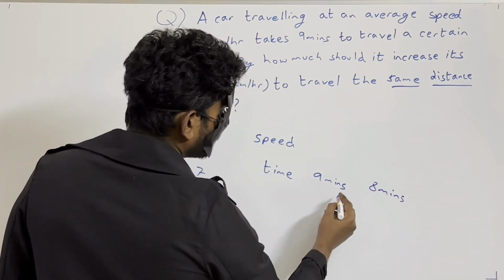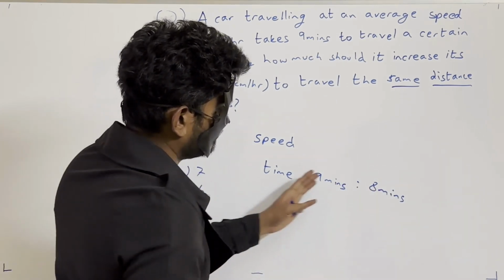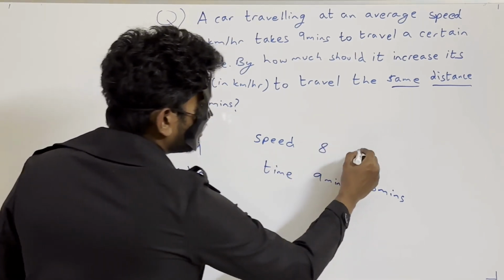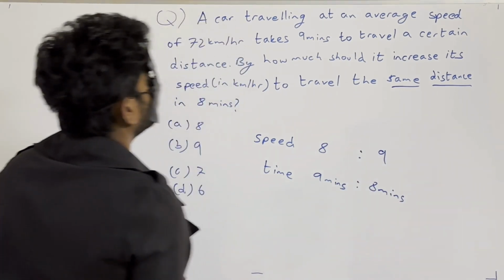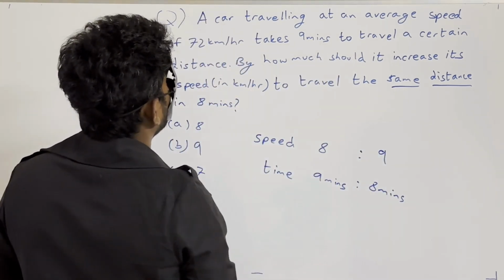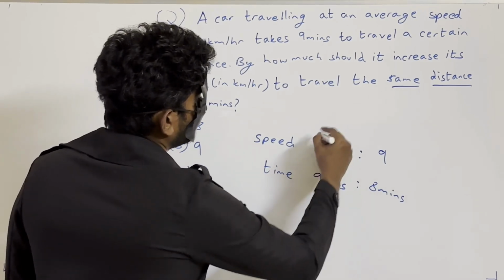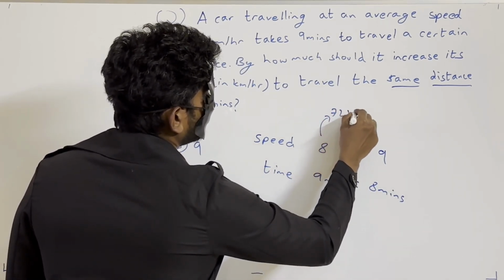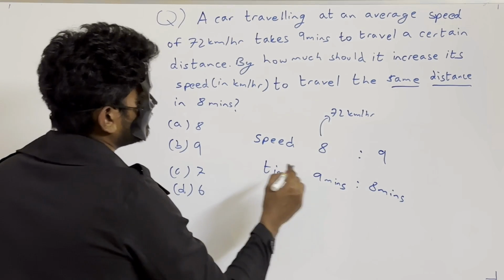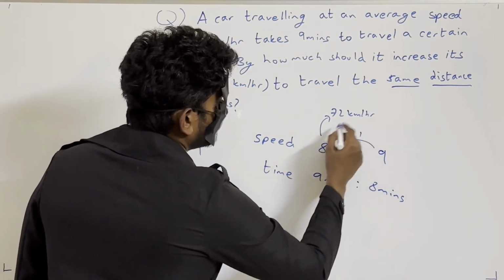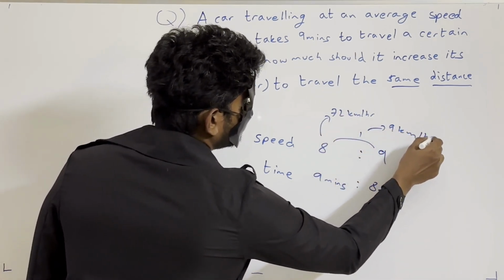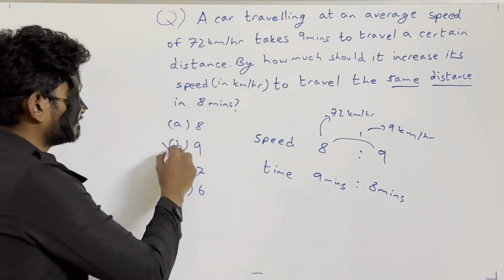So what is the ratio? It is nothing but 9:8, right? Now speed ratio will be inverse because the distance is same, so it will be 8:9. This 8 is equivalent to 72 kilometers per hour. So now he is asking by how much should the speed increase, that is he is asking the value of 1. 8 is equivalent to 72, so 1 will be equivalent to 9 kilometers per hour. So answer will be B, 9.